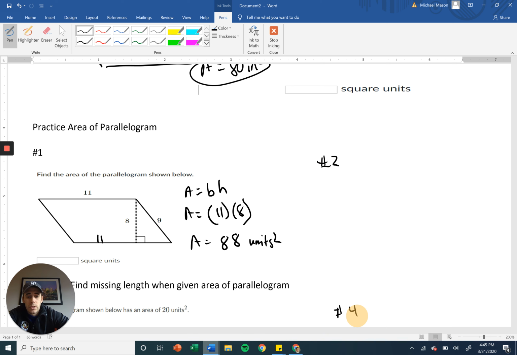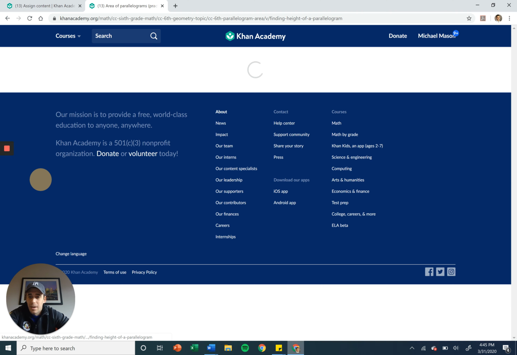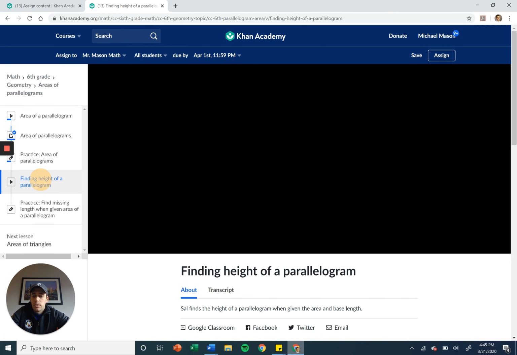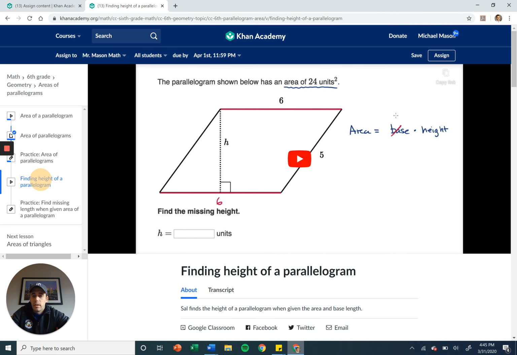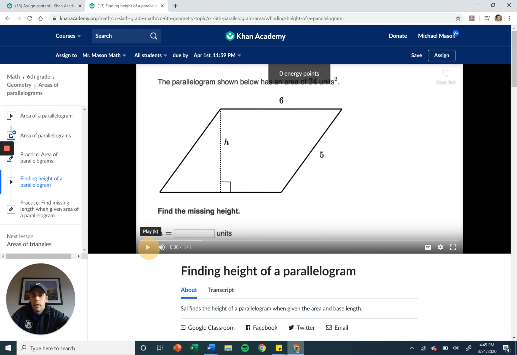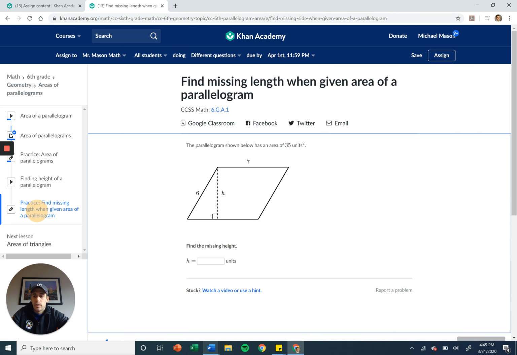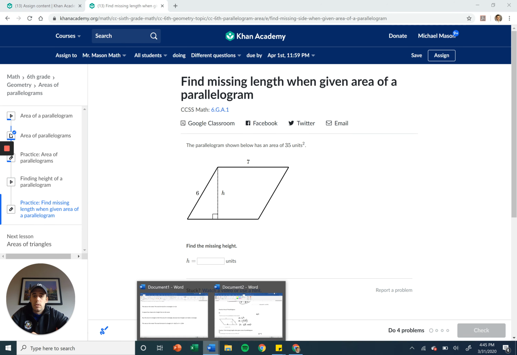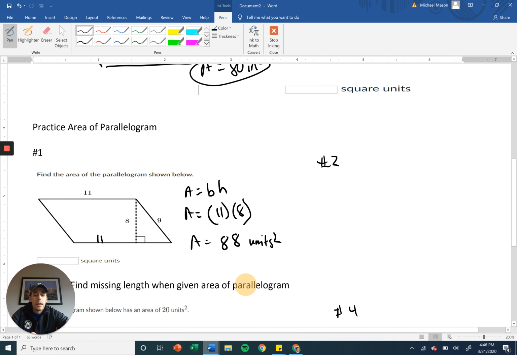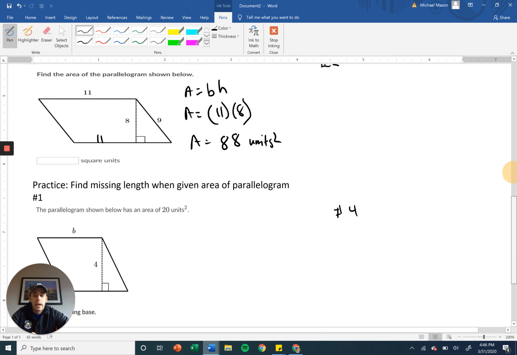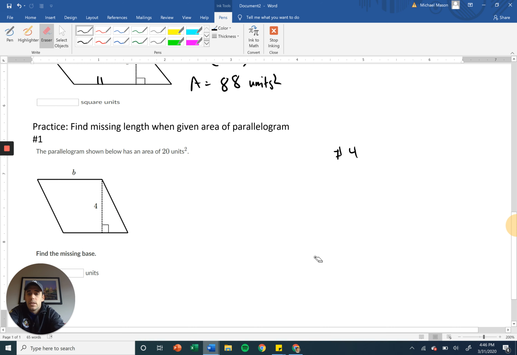Once you're done with that, you have a second video that will talk about finding the missing height or missing base. And then you will have 4 practice problems doing with that. So after you watch that video, it's only like 1 minute and 40 seconds. You'll scroll down and you will write down, hey, here's my next section: practice finding missing length when given area. You'll write that on your paper, right? Then you'll do number 1.